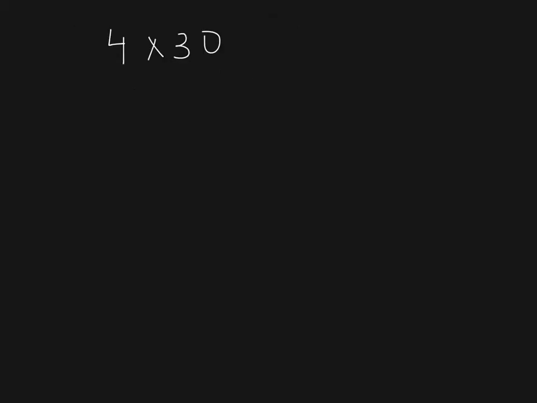So another way of looking at this problem without using a place value chart would be to think of this 30 as 3 times 10. We're actually breaking it down into its expanded form here, right? So I could think of this as 4 times, and 30 in expanded form is 3 times 10.